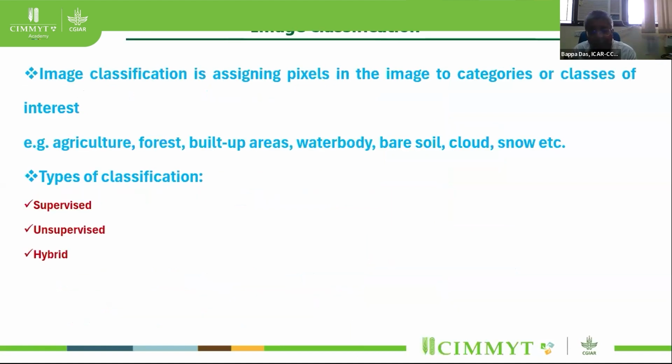Then when you are ready with the data, when the pre-processing is done, it is ready for image classification. For image classification, we are assigning the pixels in the image to categories or classes of interest like cropland, agriculture, forest, built-up areas, water body, bare soil, etc. And different classifications can be used, like supervised, unsupervised, and hybrid.